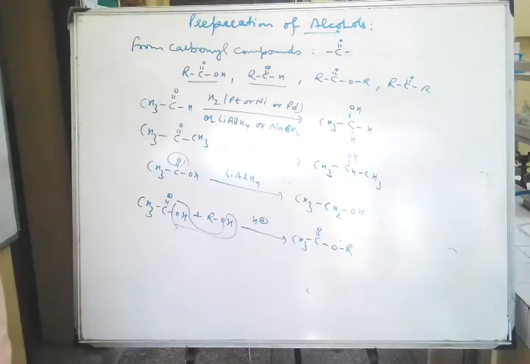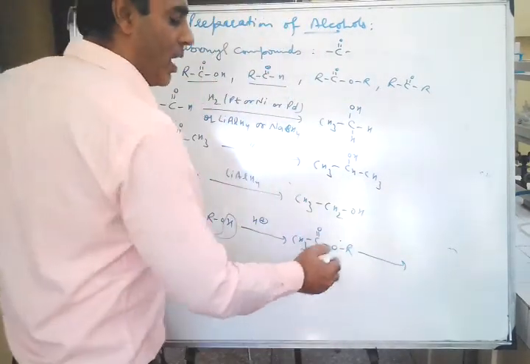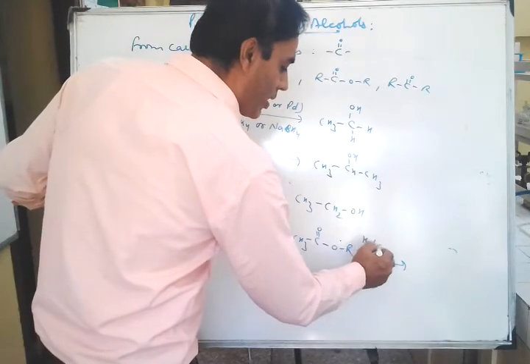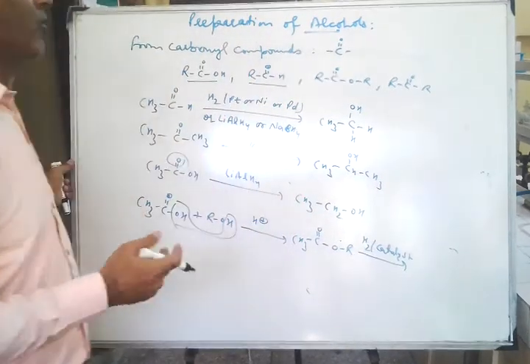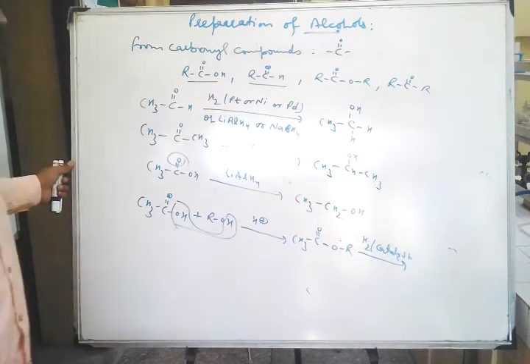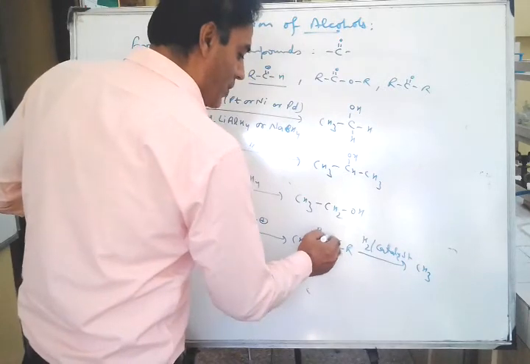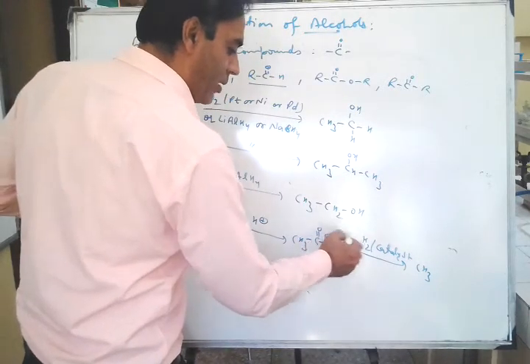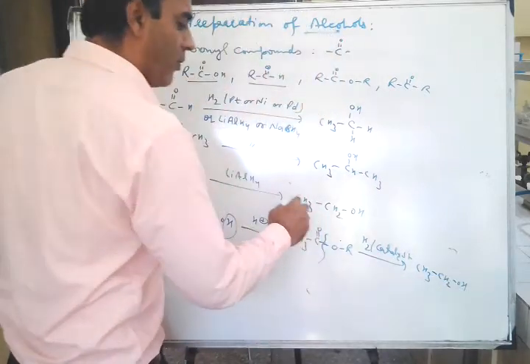And this ester is then reacted with hydrogen in the presence of a catalyst. For the catalyst, you can take platinum, or you can take nickel, or you can take palladium. So this will give you alcohol. The bond will break here, and you will get CH3CH2OH.